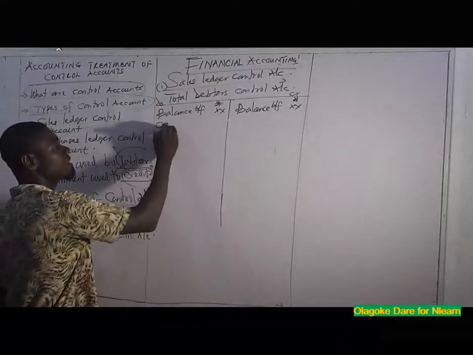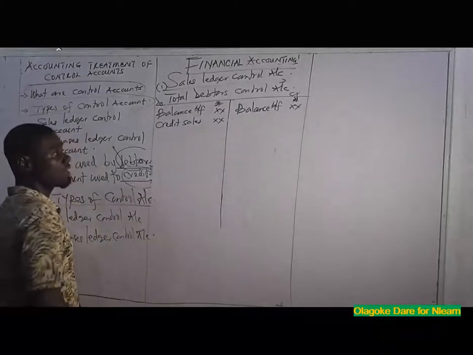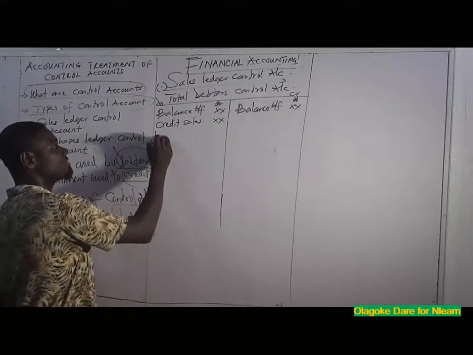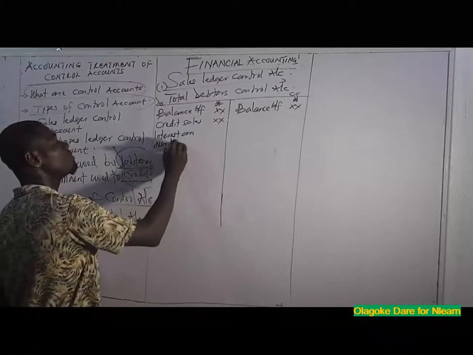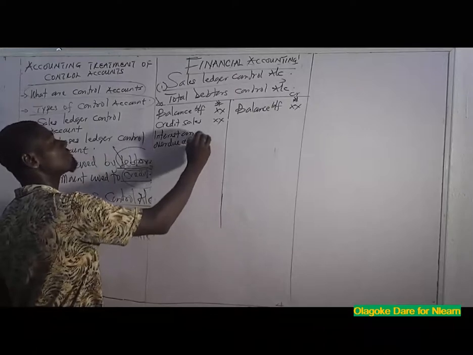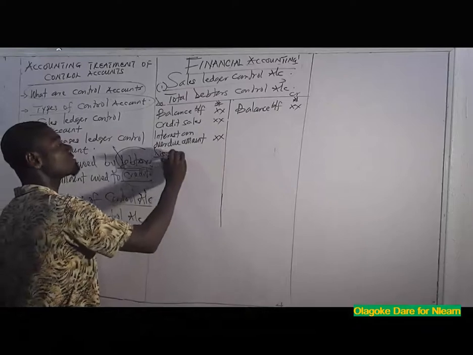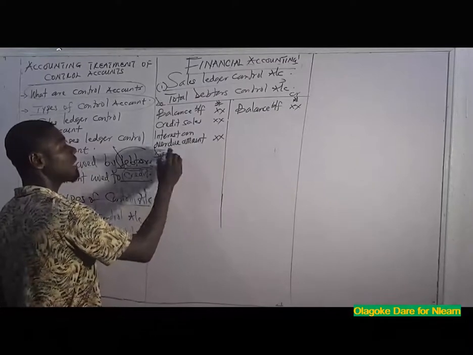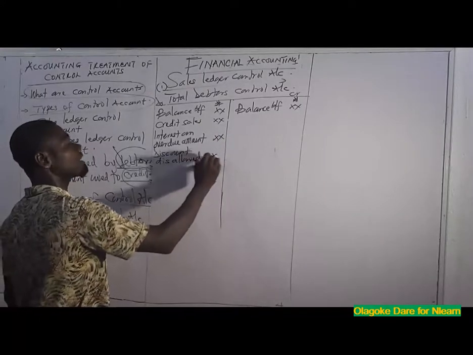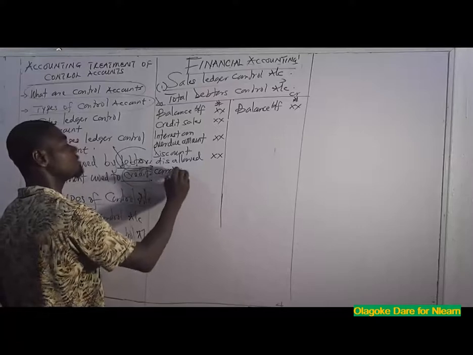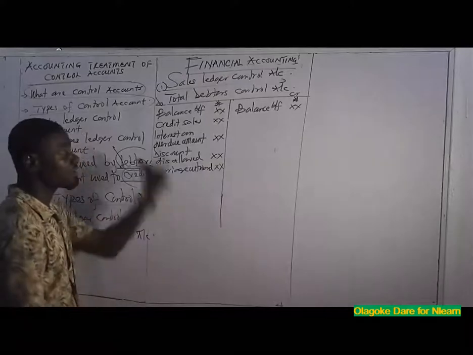Things that will increase the debt will be credit sales. Things that will increase the debt will be what? Interest on overdue amounts. Things that will increase the debt will be what? Discounts disallowed. Another thing is carriage outward. It will increase the debt.